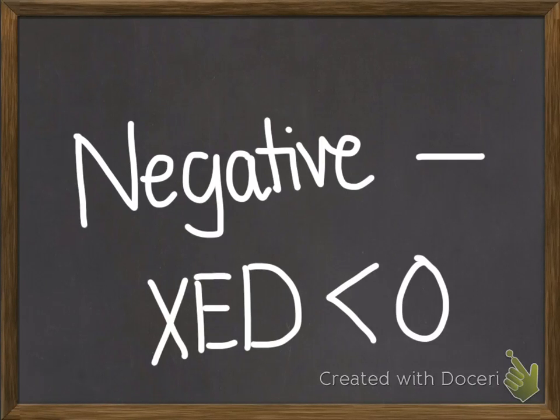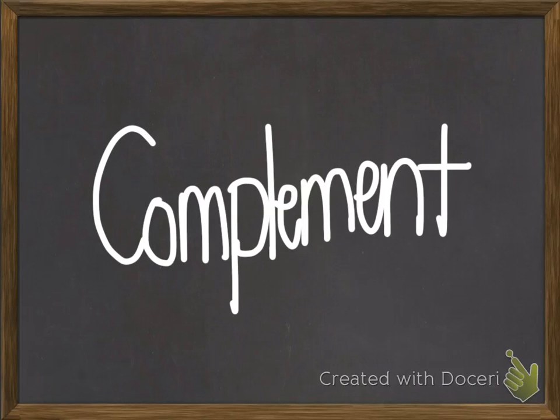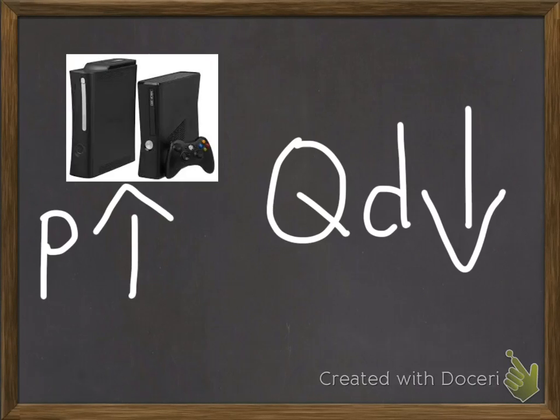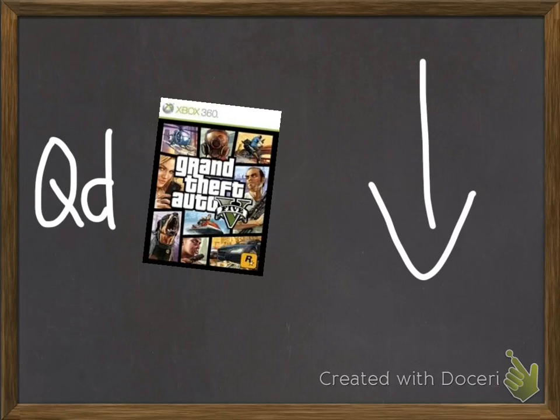The second one is negative value, where XED is smaller than 0. This is when the demand for one good and the price of another good change in opposite directions. This indicates that the two products are complements. For example, Xbox and Xbox game. If the price of Xbox increases, due to the law of demand, the quantity of Xbox demanded will fall. And since Xbox and Xbox game are used together, the demand for Xbox game will also fall, and vice versa.